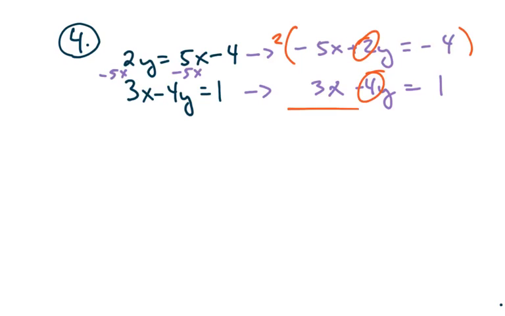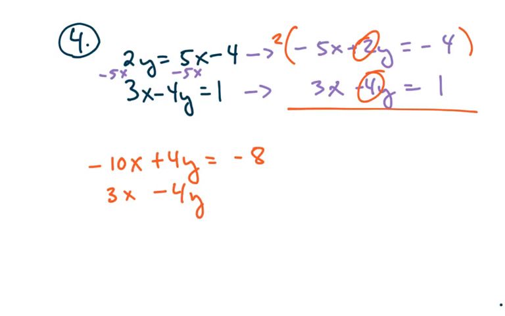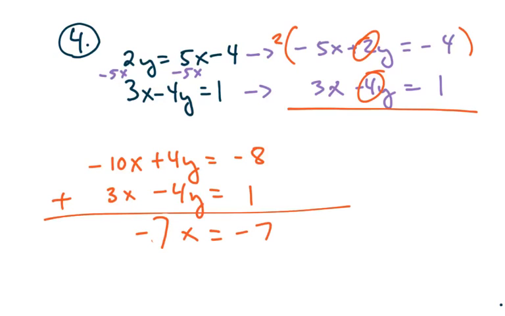So sometimes you have to multiply both equations, sometimes it's just one. But remember, the goal is to just get either x or y to match up, so that when you add the two equations together, we're just left with x or just y. So here, x is going to become 1.